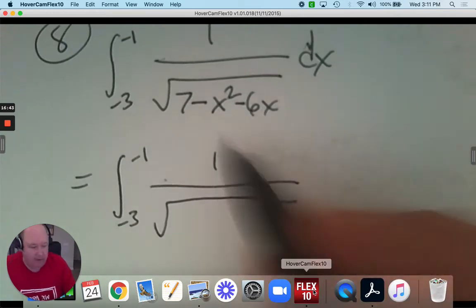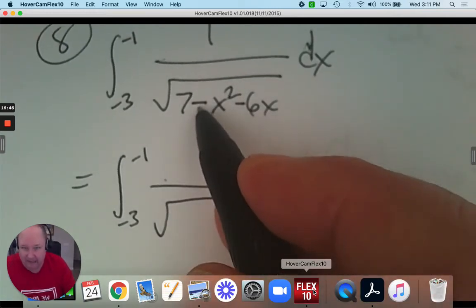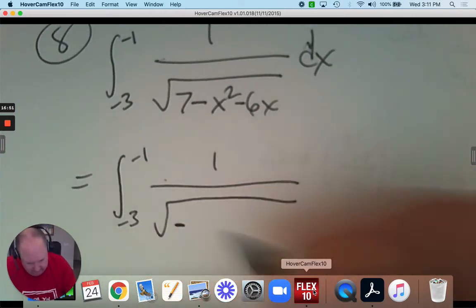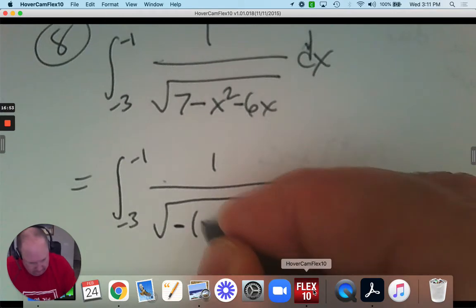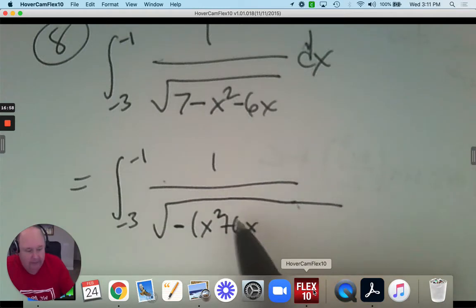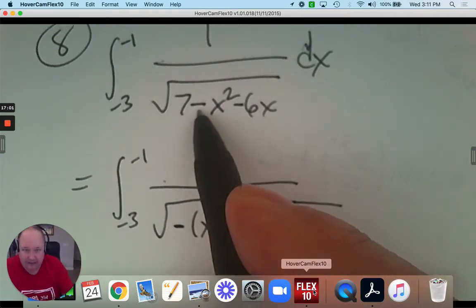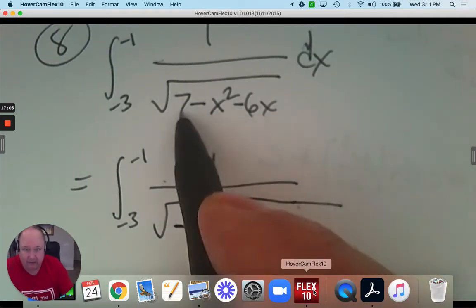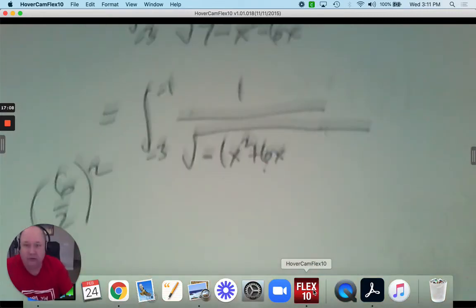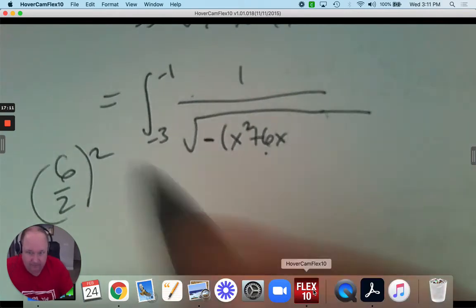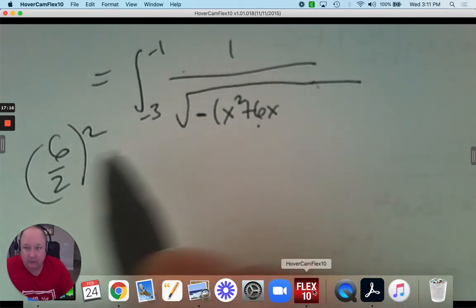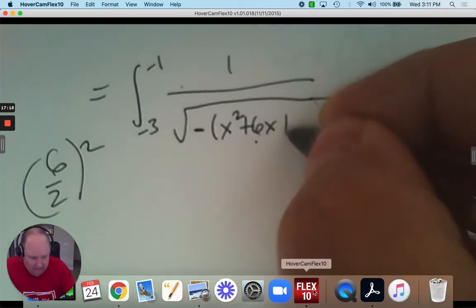So, in order to complete the square, I need to factor out a negative to begin with. But I only need to factor out a negative from negative x squared to negative 6x. I don't need it from the 7. Then you're going to take 6 and you're going to divide by 2 and square it. So 6 divided by 2 is 3, and 3 squared is 9.